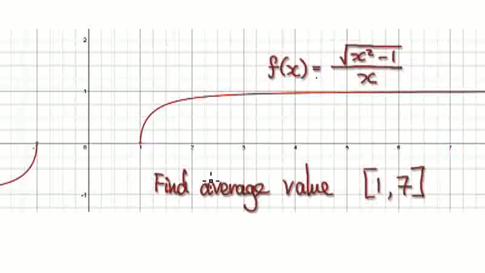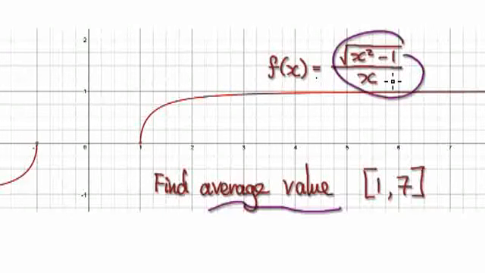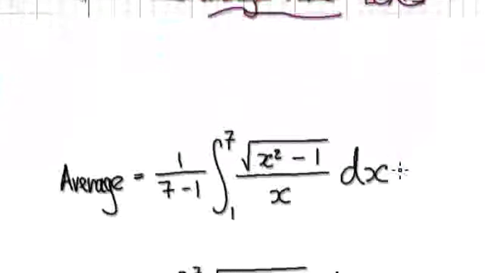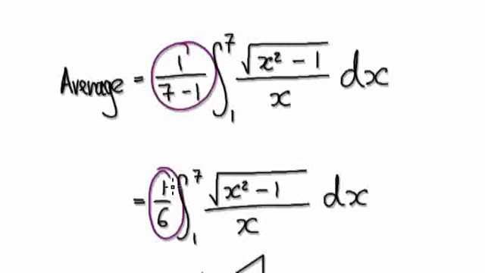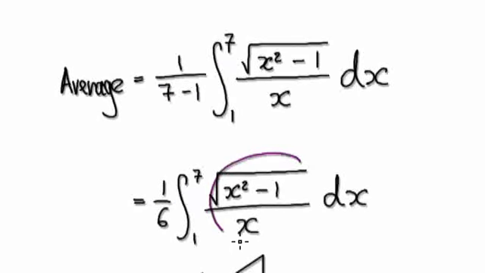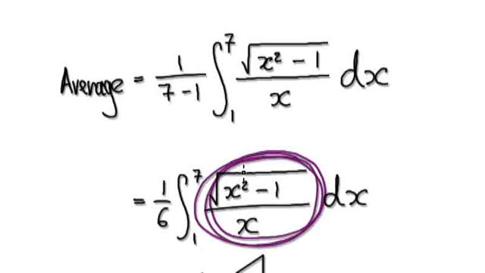Okay, so to work out the average value of this function from 1 to 7, we would need to do this. So the average value would be us really evaluating this whole thing here. So this thing here becomes 1 over 6, and now it's just a matter of evaluating this.